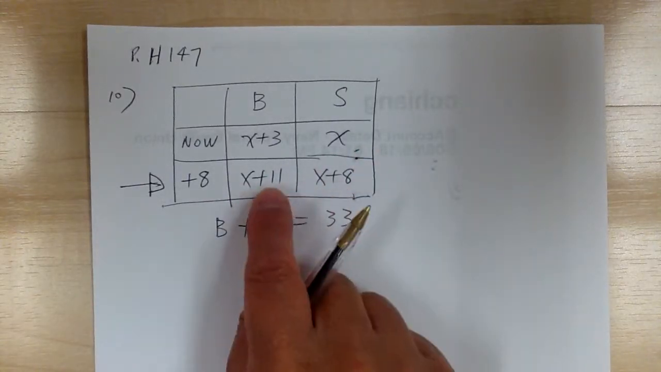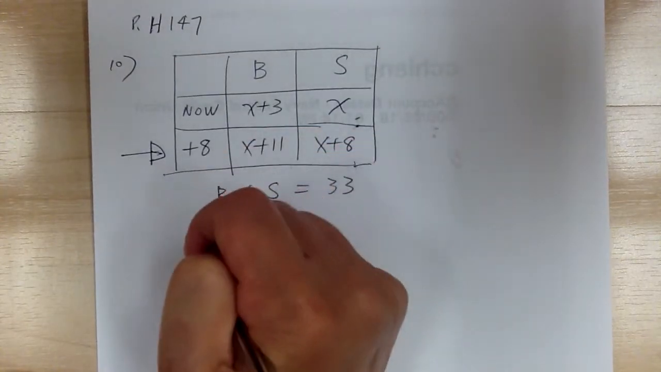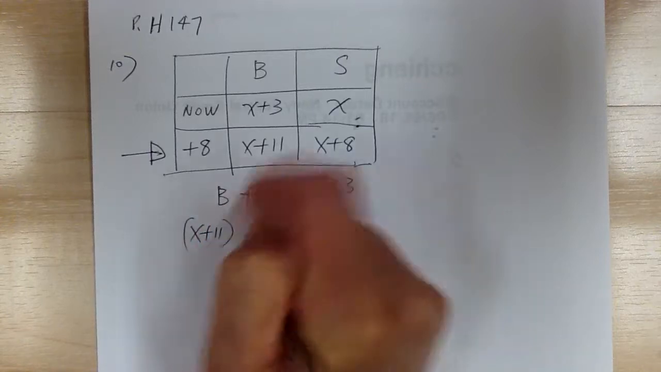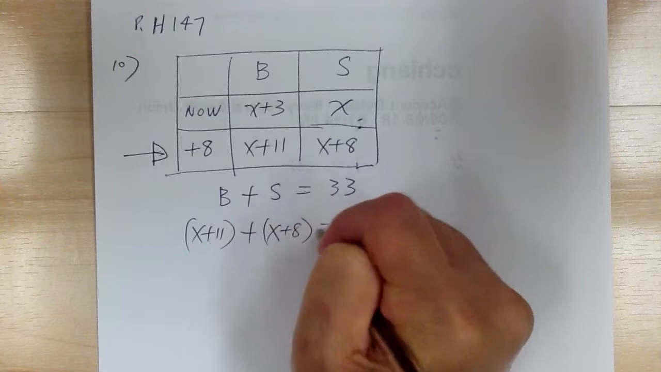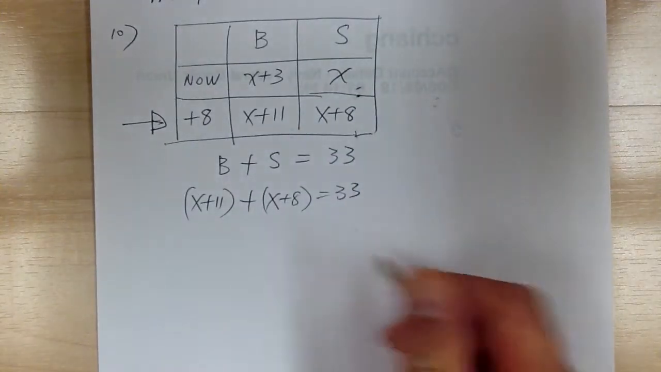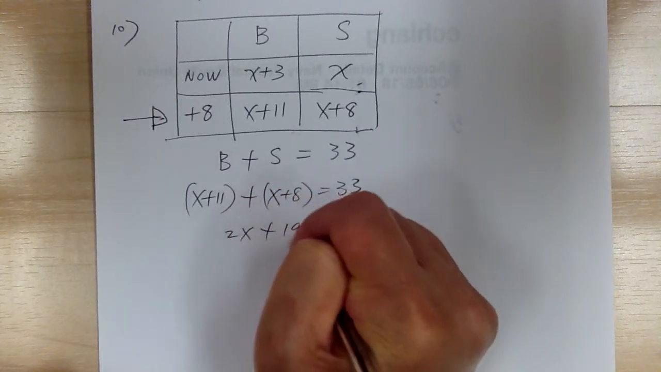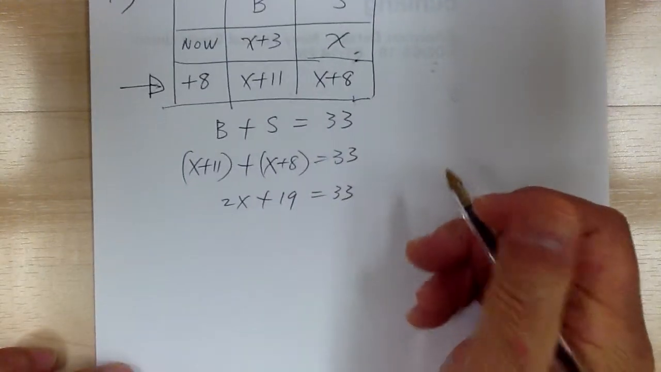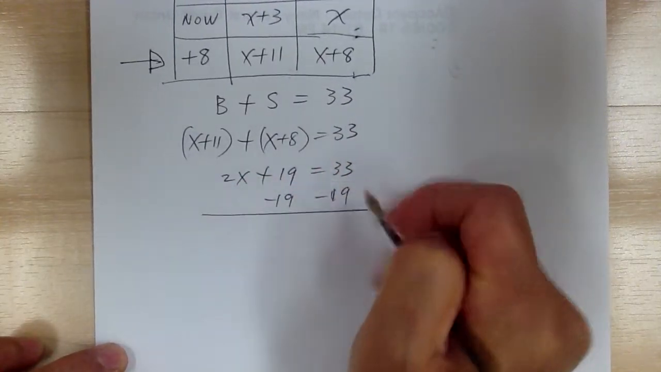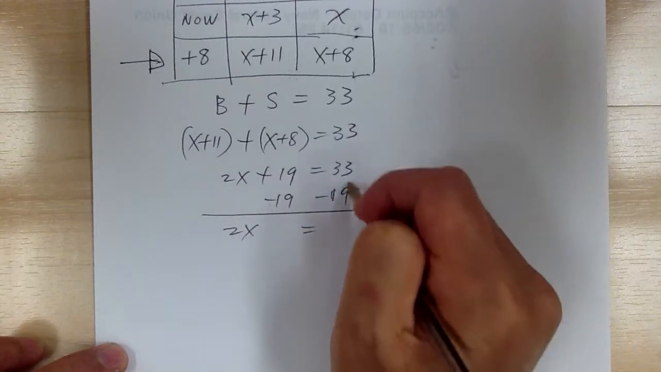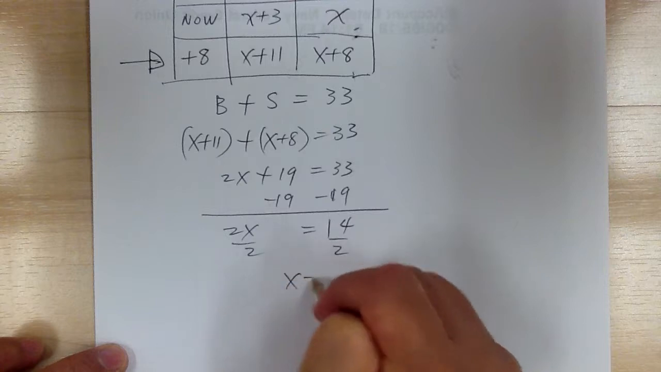Now since this is talking about future, so you have to use these two here. And whenever you substitute, you put in parentheses. So X plus 11, that's Bill's age, plus Susie's X plus 8 equal to 33. Then after that, you can go and solve. So combine the like terms. So you got 2X plus 19 equal to 33. And then you minus 19 on both sides. So you got 2x equal to 14, divided by 2, so x equal to 7.